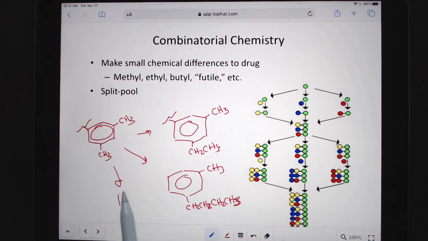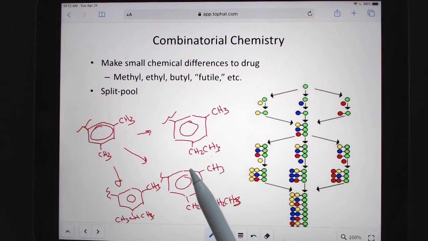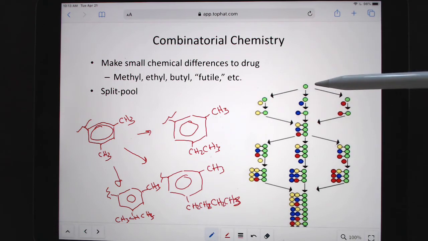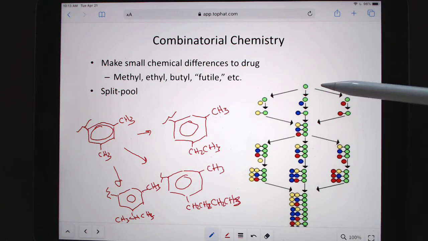Or an isopropyl group, or something like that. So in this part of your CH3, how does that change the molecule? Okay, and so you can make these slight changes and see, does it make a difference? The other thing you do is what's called a split pool.